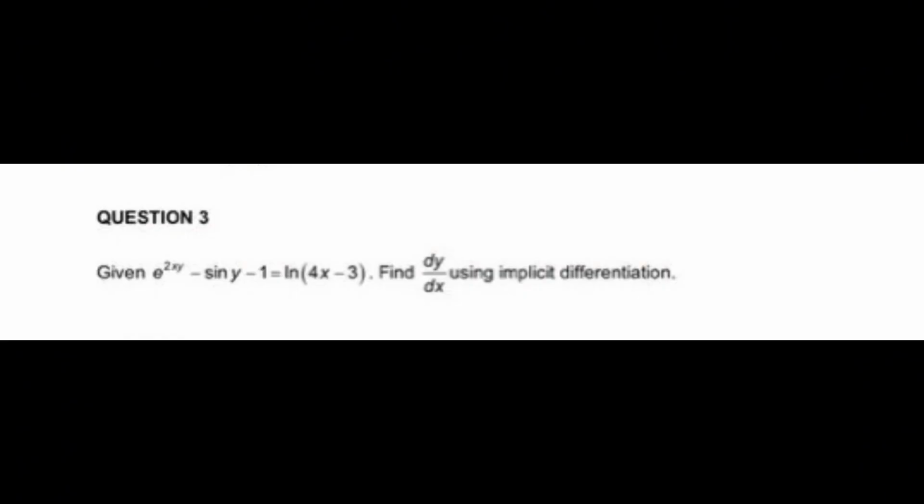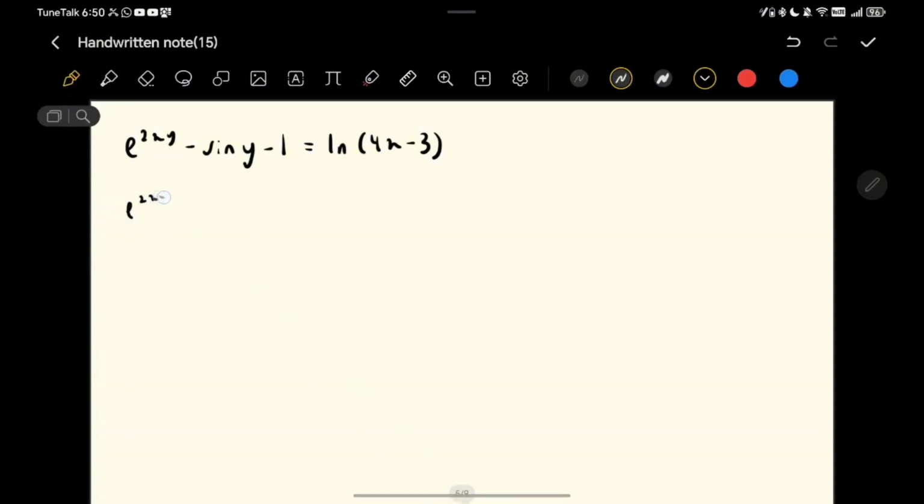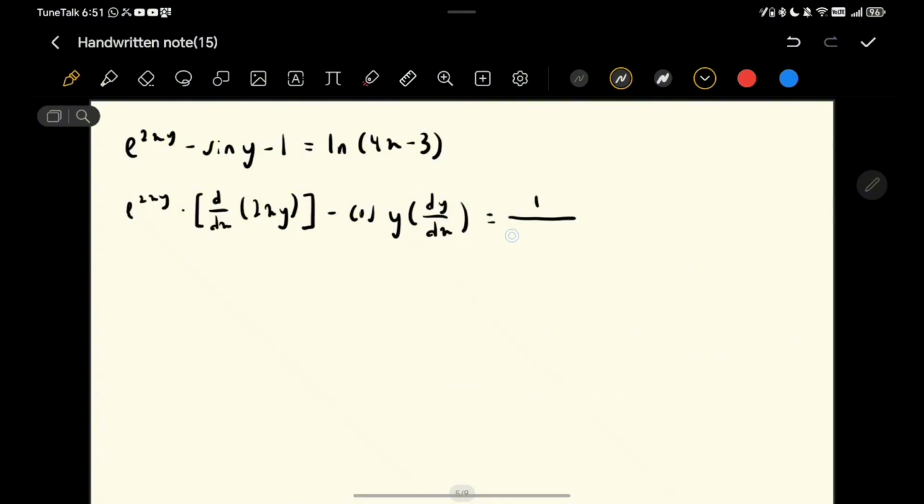Now, let's proceed to question 3, which is find dy/dx using implicit differentiation method. The question given is e to the xy minus sin y minus 1 equals ln of 4x minus 3. Differentiate e to the xy, you get e to the xy times the derivative of 2xy, which you need to differentiate also using product rule. Differentiate sin y, you get cos y times dy/dx, and differentiate ln of 4x minus 3, you get 1 over 4x minus 3 times 4.